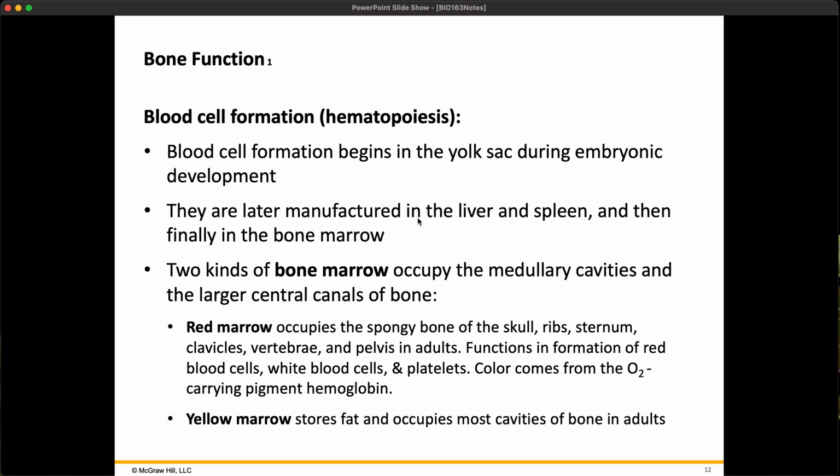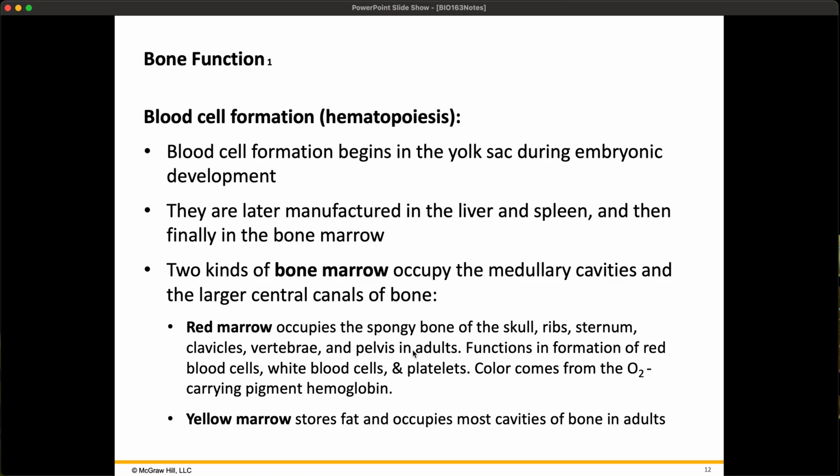Liver and spleen also help with blood cell formation when we're young. But the bone marrow that occupies the medullary cavity, that is the site of your blood cell production, specifically in the red bone marrow. Red bone marrow is the place of hematopoiesis. It fills the spongy bone spaces in the skull, ribs, sternum, clavicles, vertebrae, and pelvis in adults.